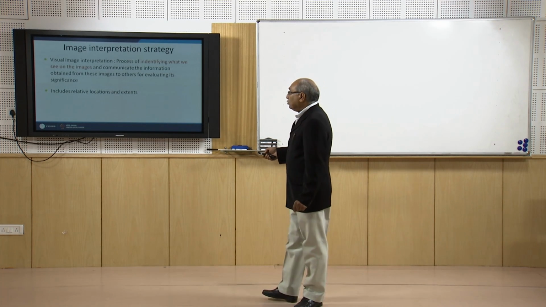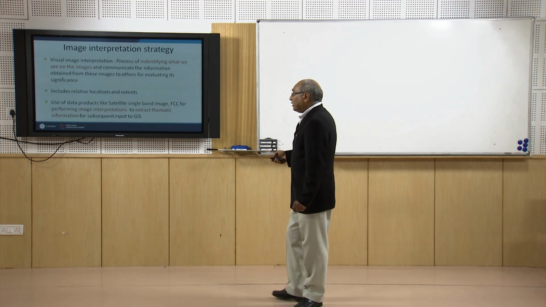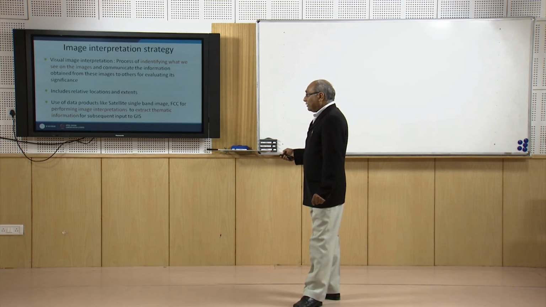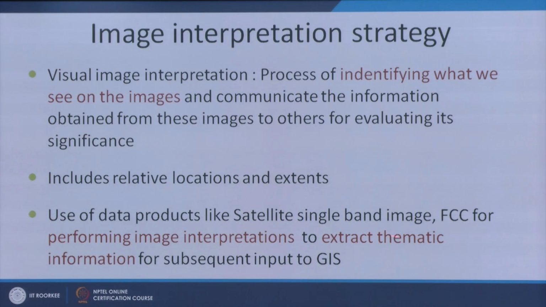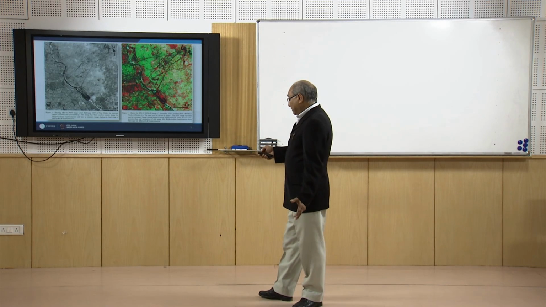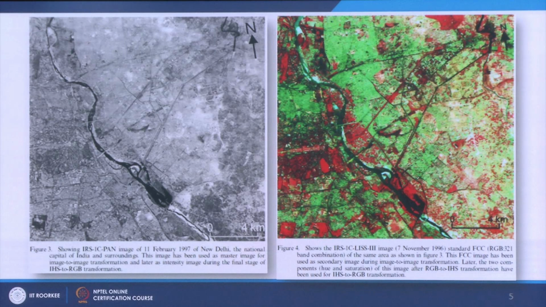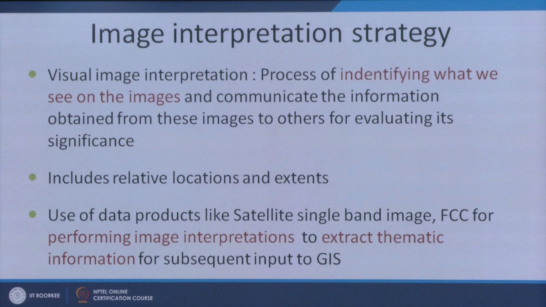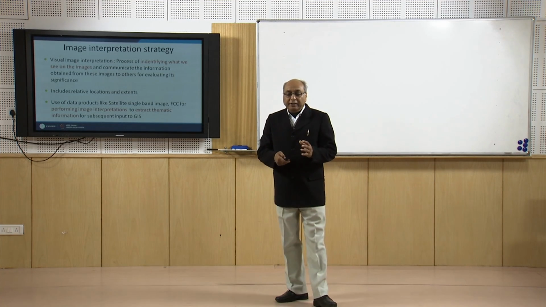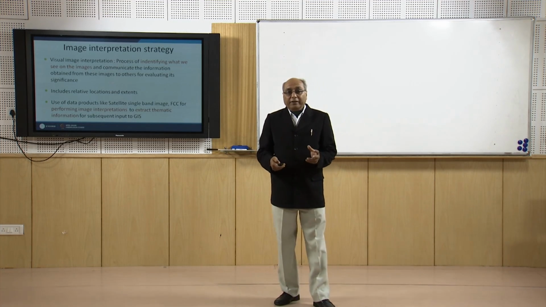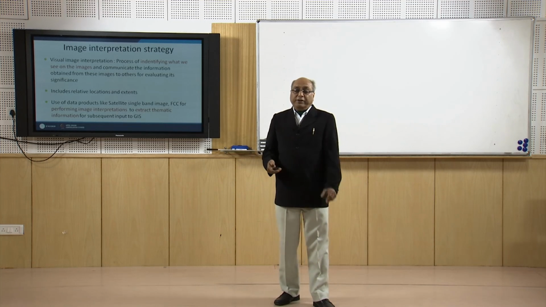This also includes the relative locations and extent of the area and the use of such satellite products of either a single band, as I have shown in the example of the Delhi area, that is this panchromatic, or you can involve multiple bands and then show the single band, false color composite, true color composite, and extract the information which is present for subsequent input to the GIS. The main purpose of creating these color composites and other things is to discriminate between different objects.